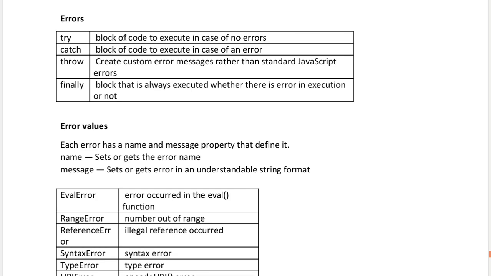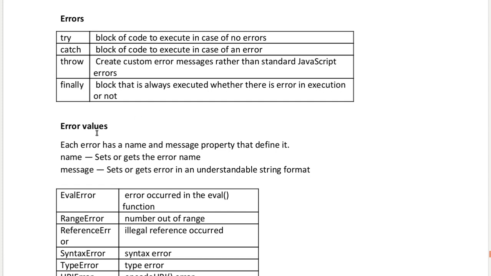Errors. Try: block of code to execute in case of no errors. Catch: block of code to execute in case of an error. Throw: create custom error messages rather than standard JavaScript errors. Finally: block that is always executed whether there is an error in execution or not.